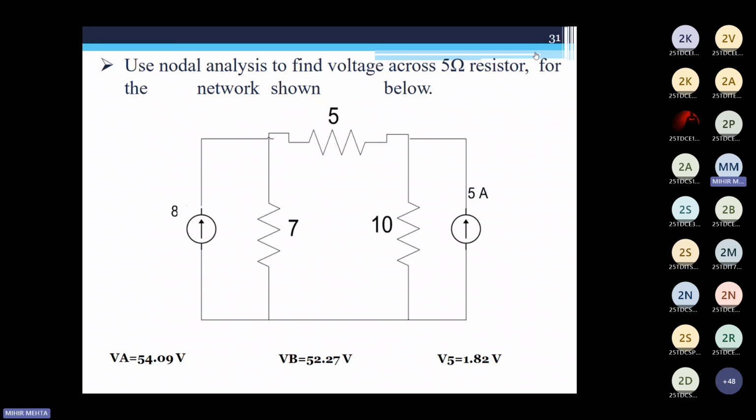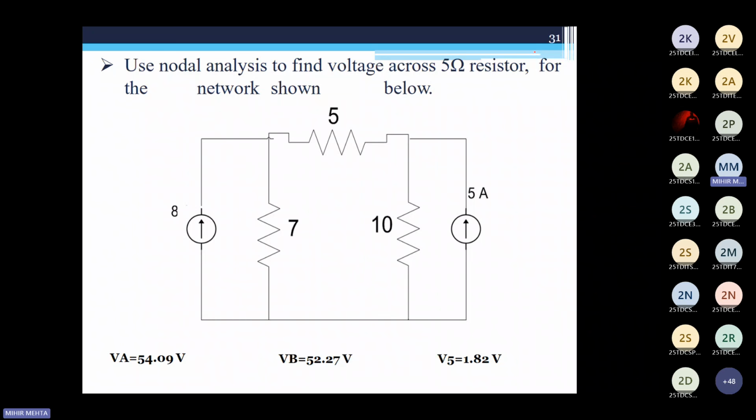Okay, now let us have a look at the answer. So here again, I assume that you might have taken three nodes, considering the top of the 7 ohms resistance as node A, the top of the 10 ohms resistance as your node B, and the bottom of both the 7 and 10 ohms resistance as node C.